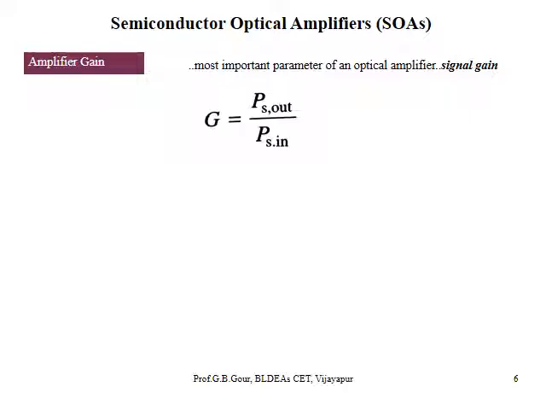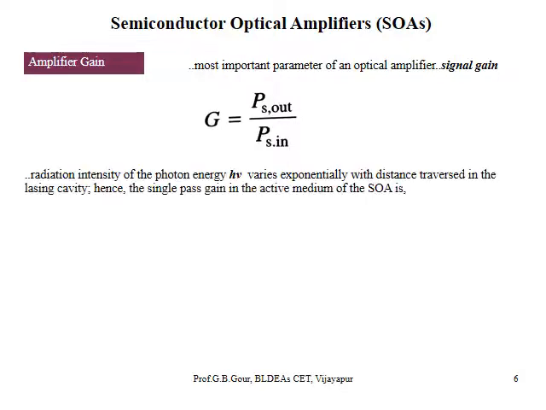Next we will go for another kind of mathematical discussion related to SOA. After seeing the gain, now we will see the amplifier gain, a very important parameter of an optical amplifier, that is signal gain. We all know that it is output to input power. The radiation intensity of the photon energy, we all know it is a multiplication of Planck's constant and v, that changes exponentially with the distance in the lasing cavity.